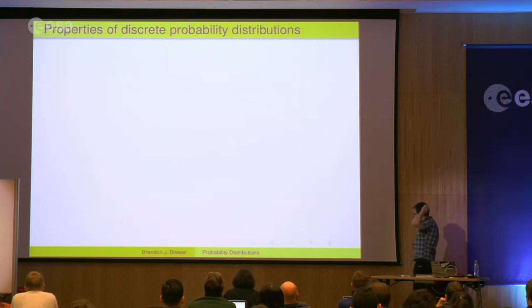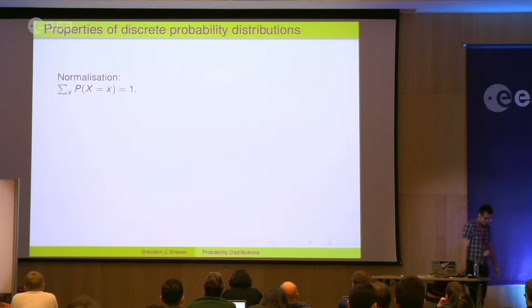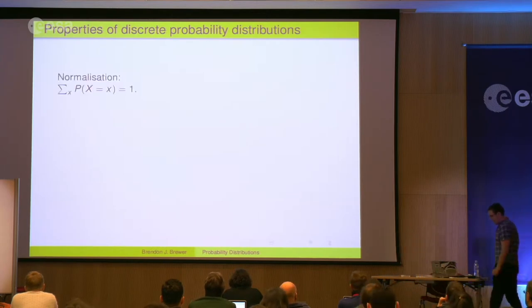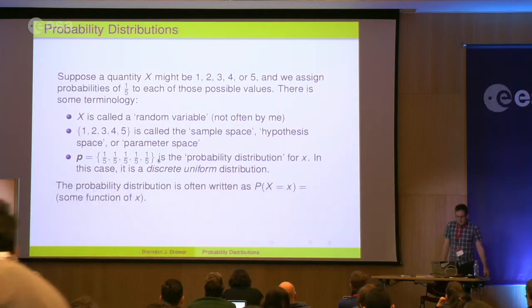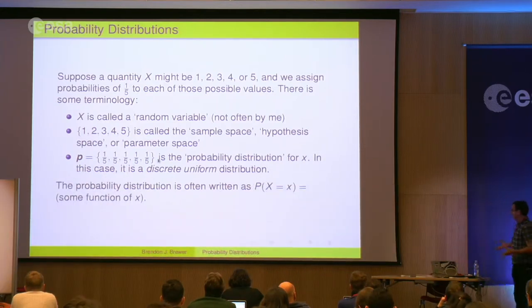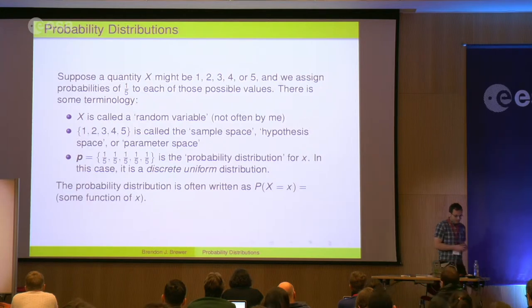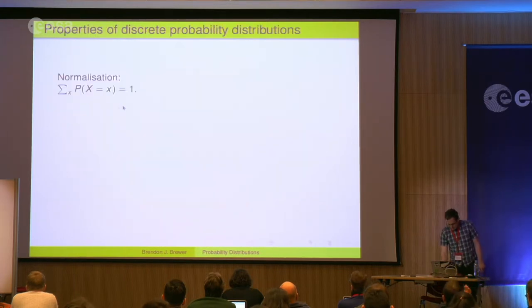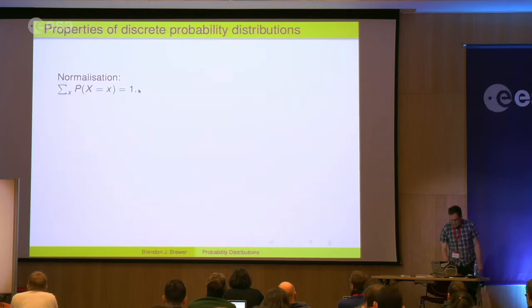Once you've specified a discrete probability distribution, there are some things you can derive from it, single numbers that tell you something about the distribution. There are other properties, of course. I forgot this was in there: normalization. Whatever the probability distribution is, assuming that all those possibilities in the sample space or hypothesis space are mutually exclusive and exhaustive, which they almost always are, then all the probabilities that you assign have to add up to one. That's the normalization property. It's the sum over all the little x's running over this space of all the probabilities has to equal one.